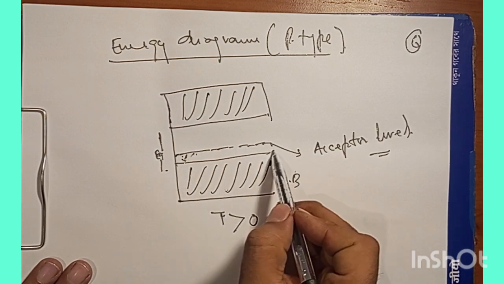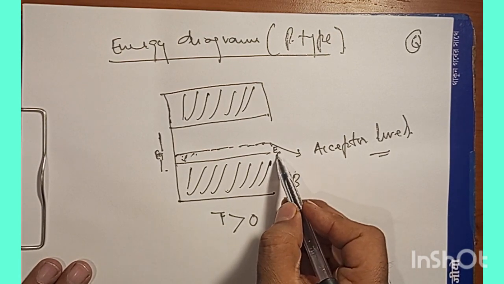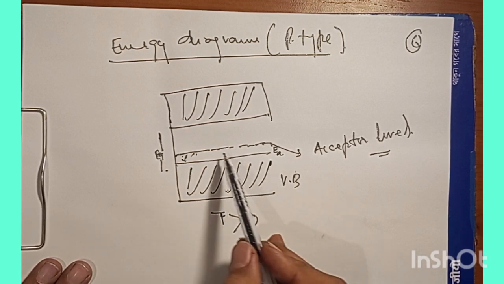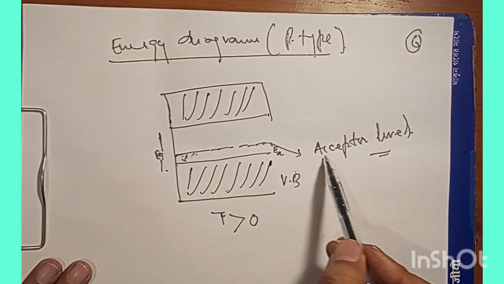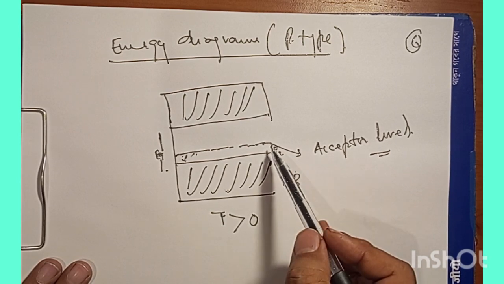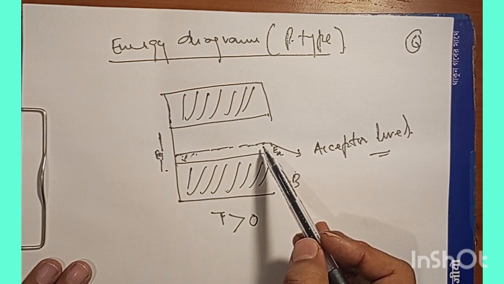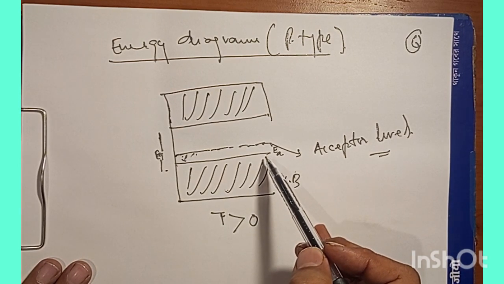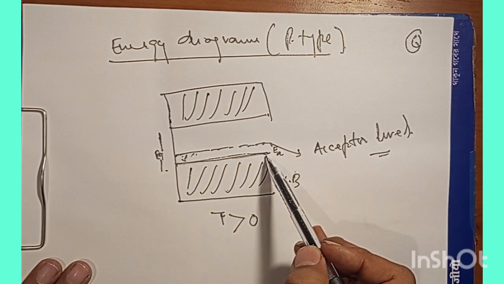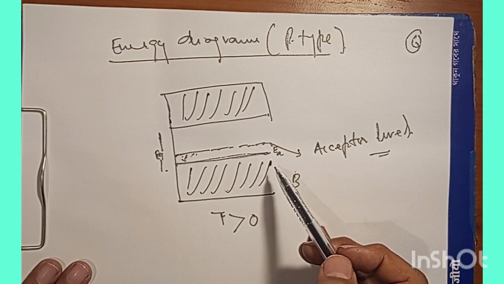So here we have an energy, say that energy is EA. This energy level that we have here, as I told, is called the acceptor energy level, and the energy difference between the acceptor level and the highest energy level of the valence band, this is the highest level of the valence band, is much less than the forbidden energy gap.